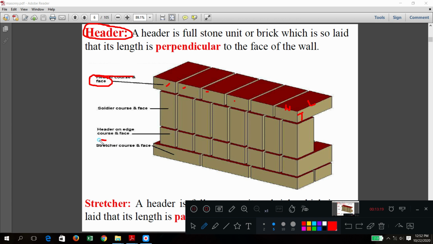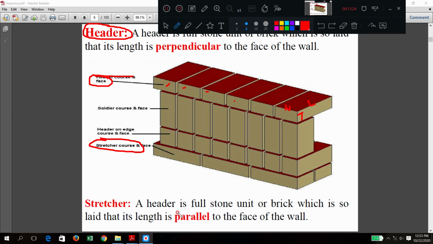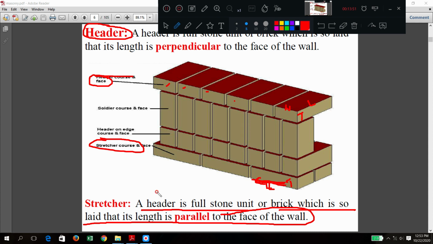One more thing is there, the stretcher course. What can we call a stretcher course? A stretcher is a full stone unit or brick which is laid such that its length is parallel to the face. In simple words, see this one, this is the length. It is placed in such a way that the length itself is parallel to the face. So you can see only L and T from this view. So this type of unit is called a stretcher unit.